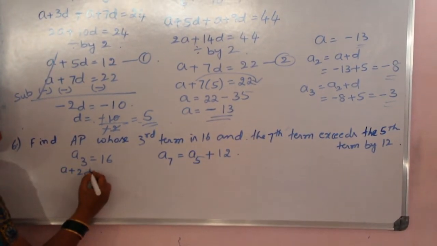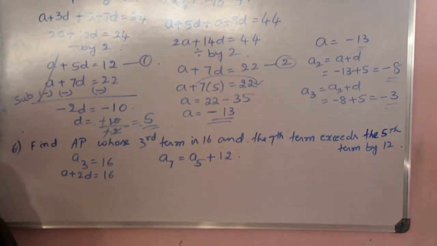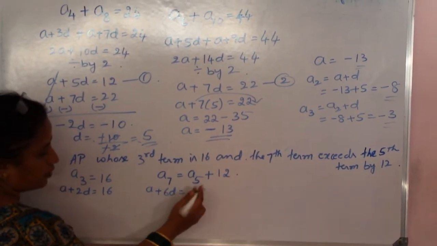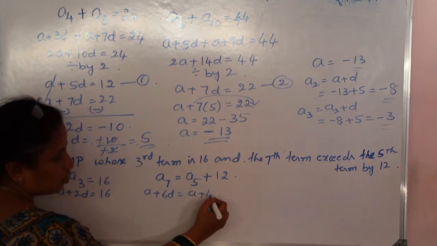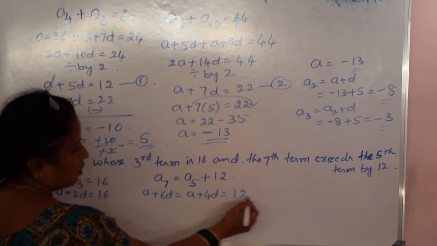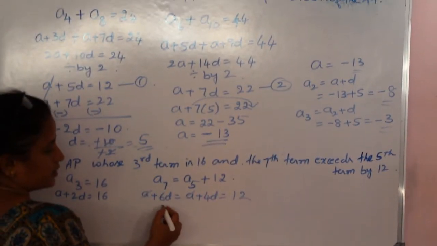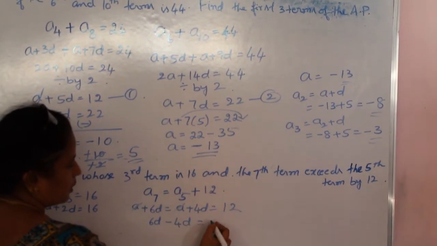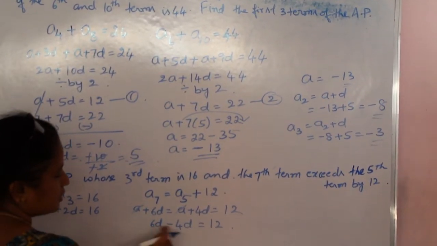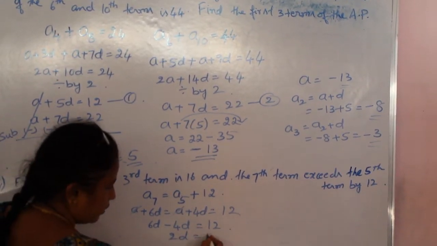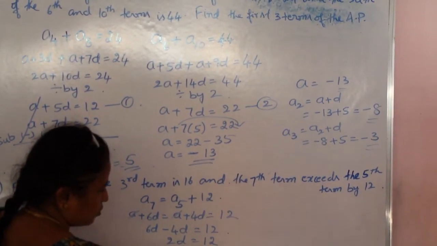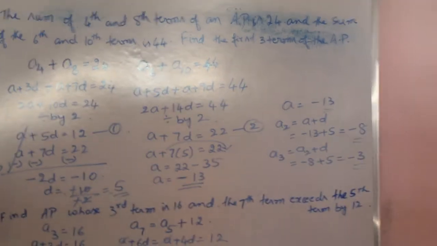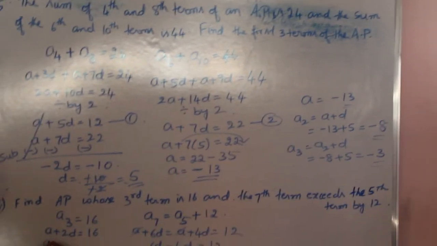A3 is A plus 2D equals 16. A7 is A plus 6D. A5 is A plus 4D, plus 12. See, A gets cancelled. 6D transpose, 6D minus 4D equals 12. 6 minus 4, 2D equals 12. D equals 12 by 2. That is 6. Now substitute the value 6 in this equation.